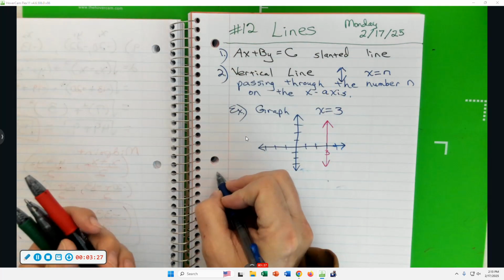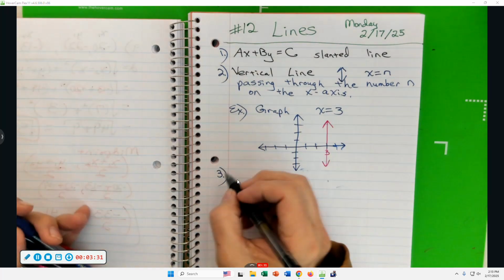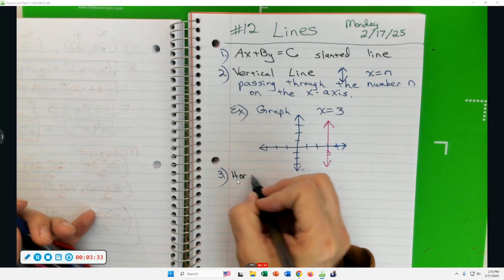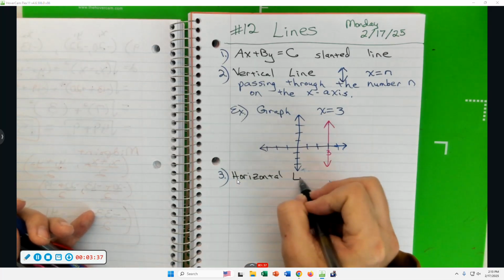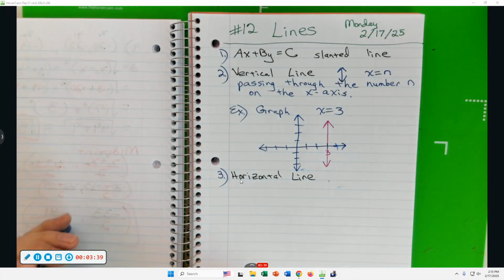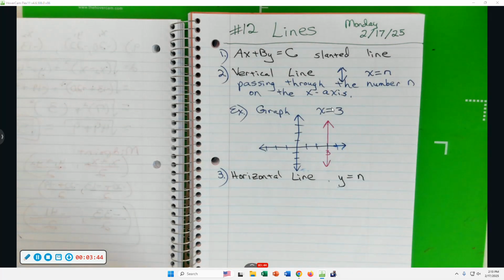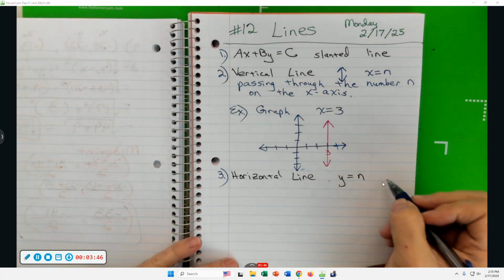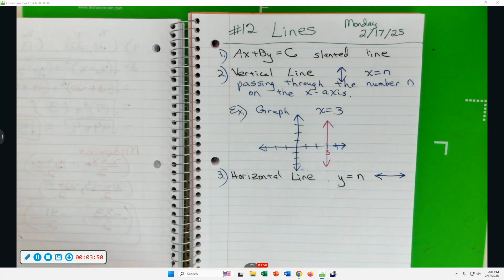What's the third type of line? Horizontal line. A horizontal line has to have an equation of the form y equals a number. Oh, and I should remind you that horizontal lines run left, right. Not up and down. Vertical lines run up and down.